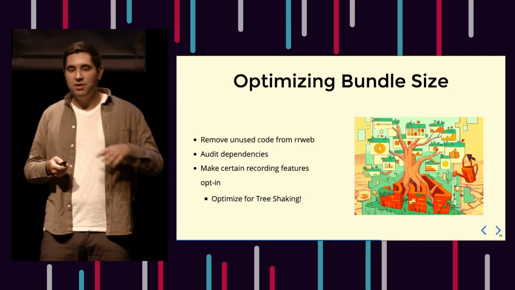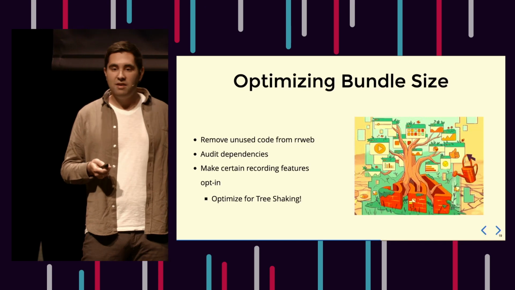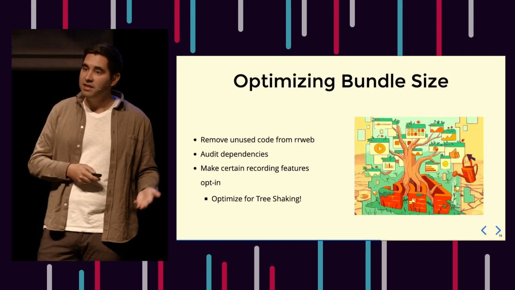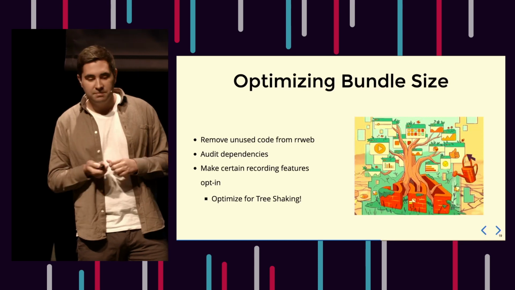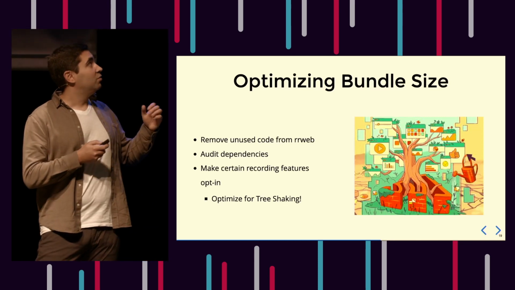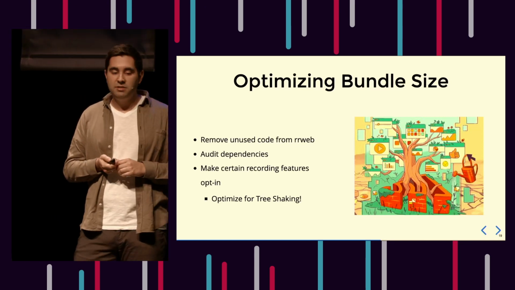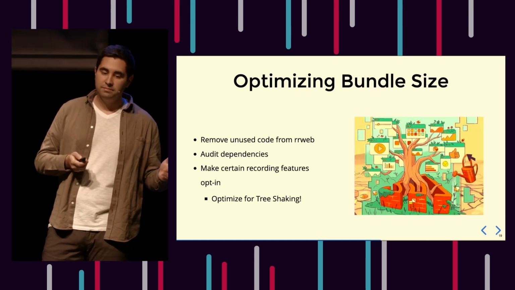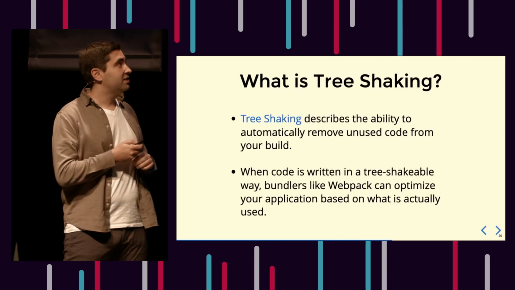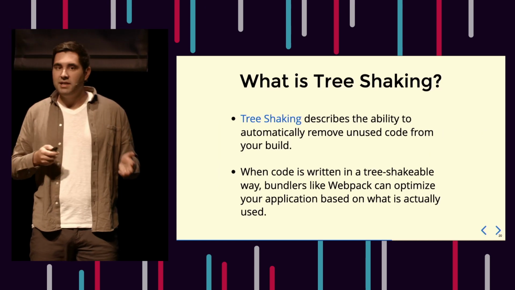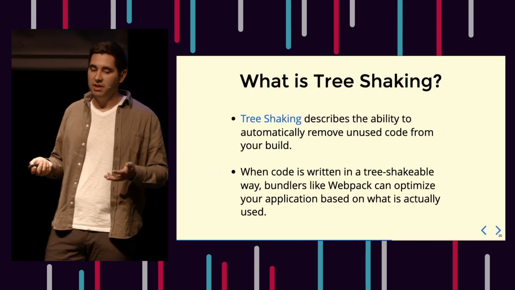So it's good to every now and then take the time and look over the dependencies you have and verify: is this still the best choice, or is there maybe a more lightweight alternative that you could also use? And finally, we made a bunch of recording features opt-in, which we did by optimizing for tree shaking. So what is tree shaking? Tree shaking is the ability to automatically remove unused or dead code from your application build.